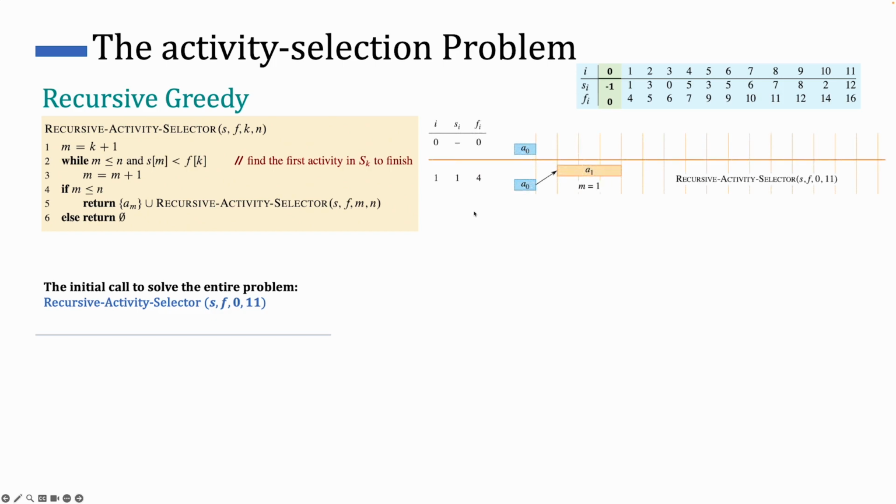At the very beginning, your k is 0 and your m is going to be 1. You're going to check whether a1 is the first activity to finish and is compatible with a0. The answer is yes. So we stop the search right there, and we pick a1 as our first entry into the optimal subset. And then we keep going.